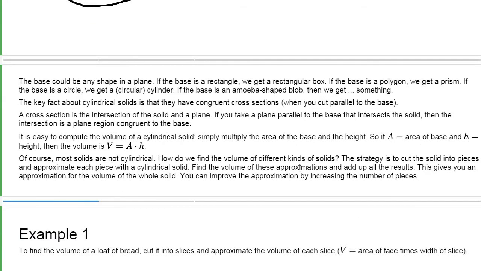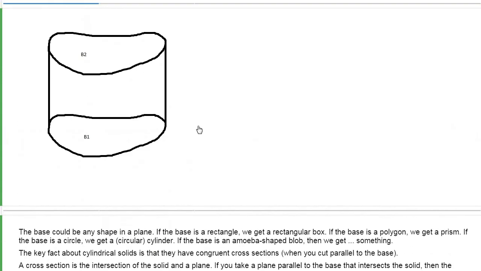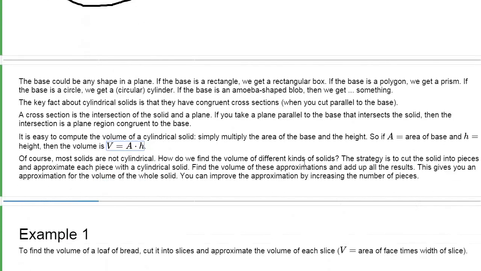So that means the volume of this cylindrical solid is the area of the base times the height. That's it. So here's the formula. V is the volume, A is the area of the base, and H is the height, the distance between these two, B1 and B2. That's it. Now, that's great if all solids were cylindrical solids, and of course they're not.